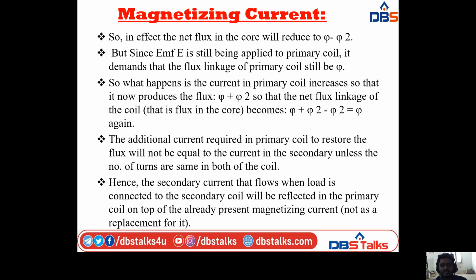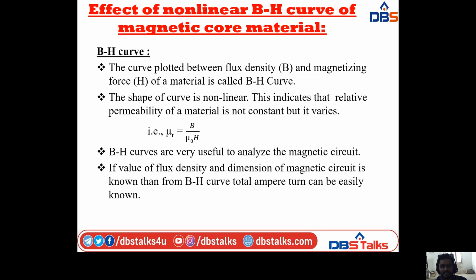So that is the magnetizing component of current, that is the explanation for this one. And we are moving to the next concept, that is the effect of the non-linear BH curve of the magnetic core material. Before going to this one, we have to know what is meant by BH curve. The curve plotted between flux density B and magnetizing force H of a magnetic material is called the BH curve.